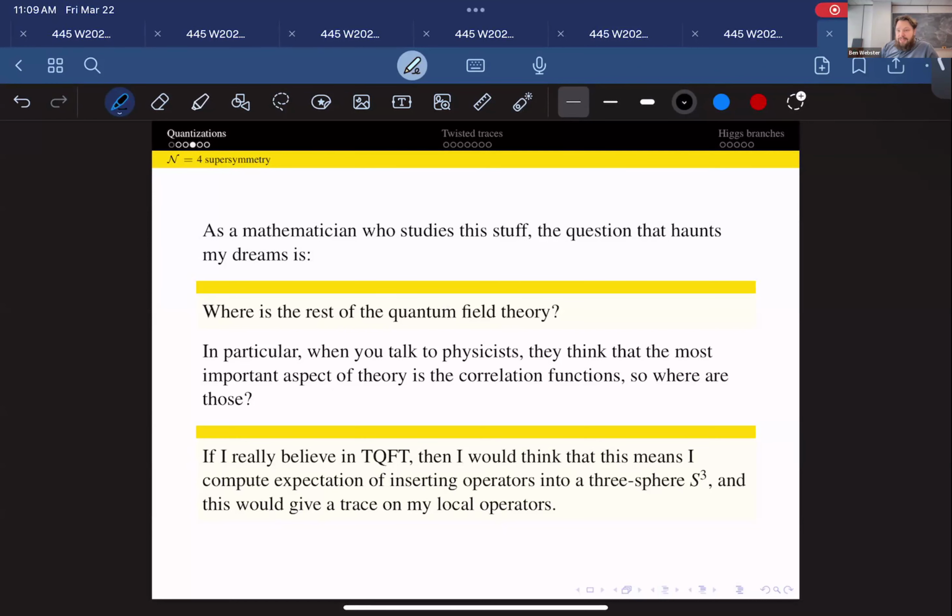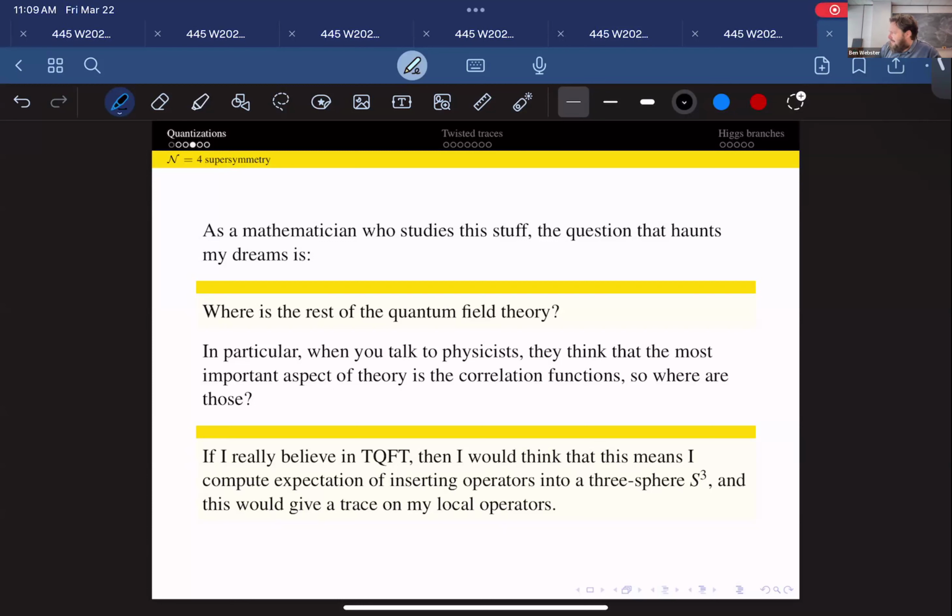Okay, so I have these topological twists. I think about I've got my big complicated 3D quantum field theory. I have a topological twist. I look at the protected operators for that. That's supposed to give me a topological quantum field theory.